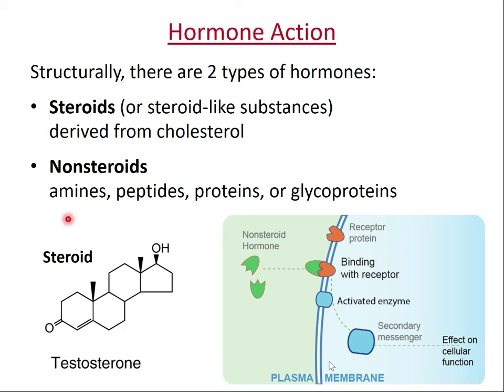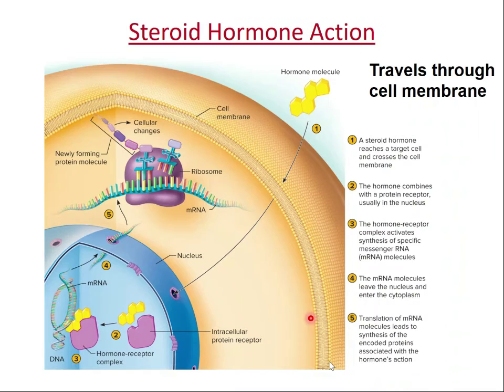Non-steroid hormones include amines, peptides, proteins, and glycoproteins, so sugars and proteins. So if it is with cholesterol and related to lipids, they will be steroids. And anything that is to do with proteins and carbohydrates, glucose type of structures, they will be non-steroidal hormones. So it is important to know the difference between these two types of hormones and how they act. And we will get into that detail shortly.